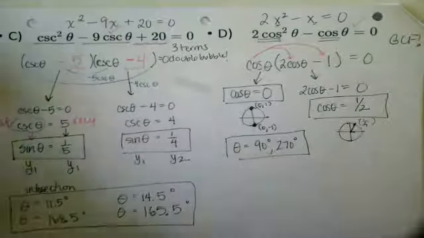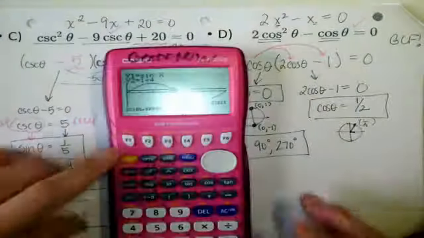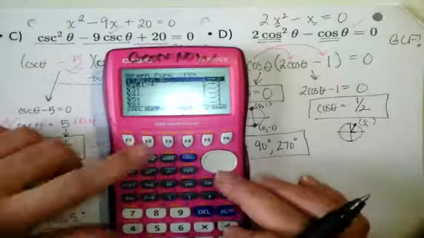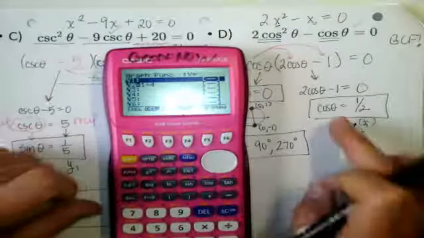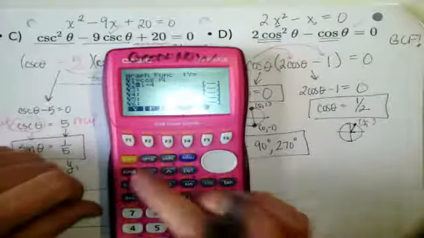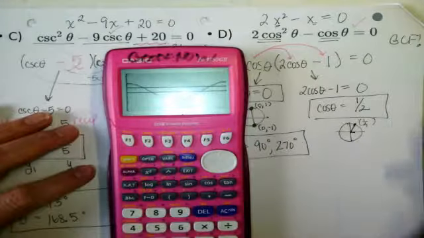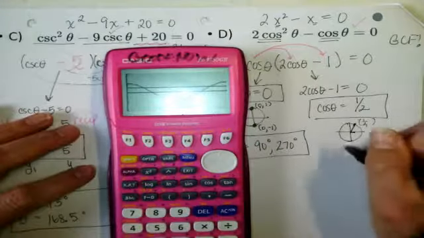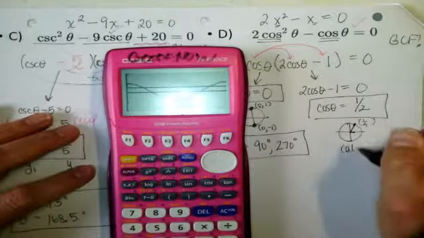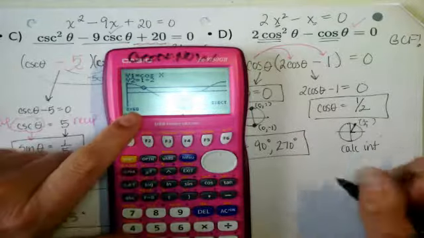But let's go ahead and use a calculator so you can see it. Delete. Okay, so we want to do cosine of our angle. Cosine of x, and then we want to know where it's equal to 1/2. And again, we can calculate the intersection. So calculate the intersection, and we get, there's our 60 degrees right there.